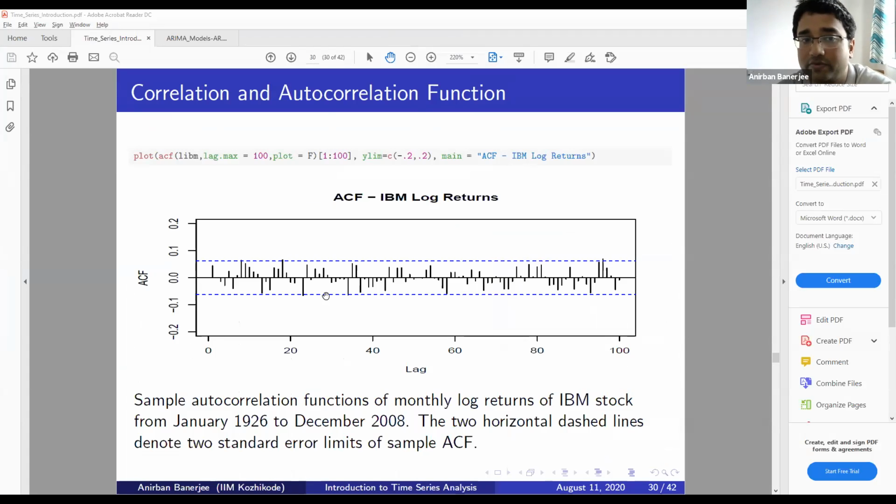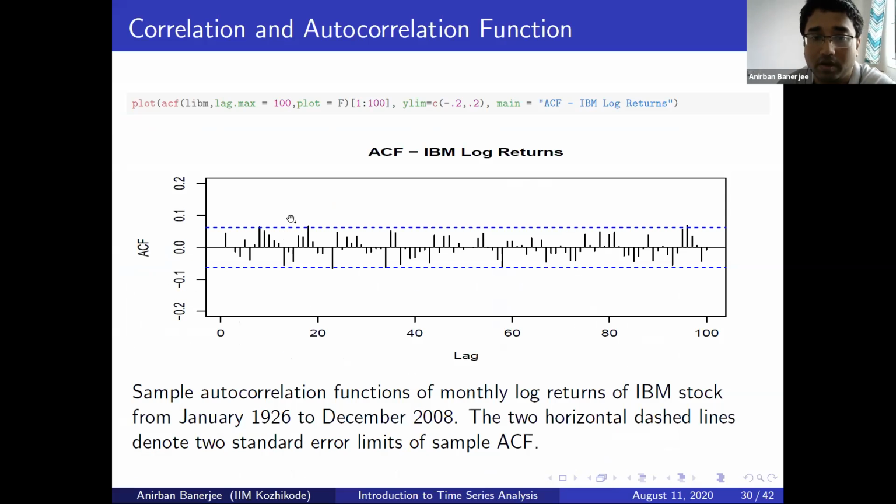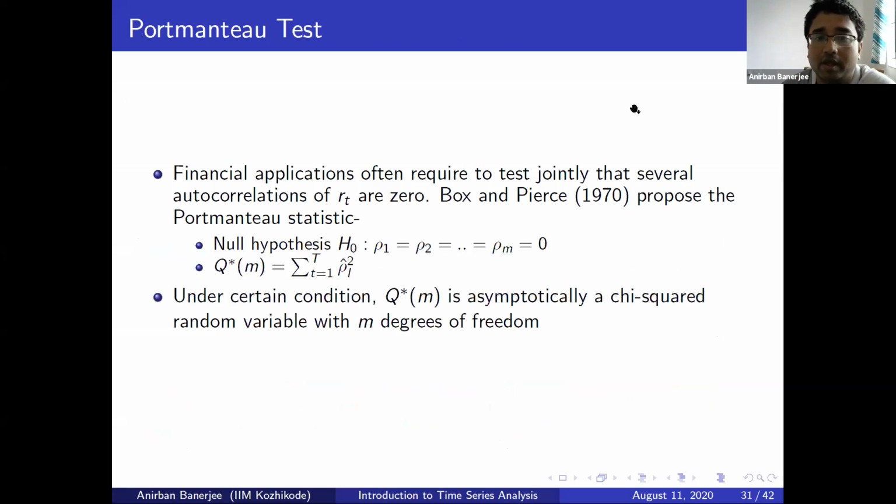What I have given you is for the IBM log returns series. You can try it out. Here we are doing it for the IBM log returns. Okay, so the IBM ACF of log returns shows that most of these values are within the statistically insignificant range. We don't find many of these, so the serial dependence in the IBM log return data is very low. It's not very high.